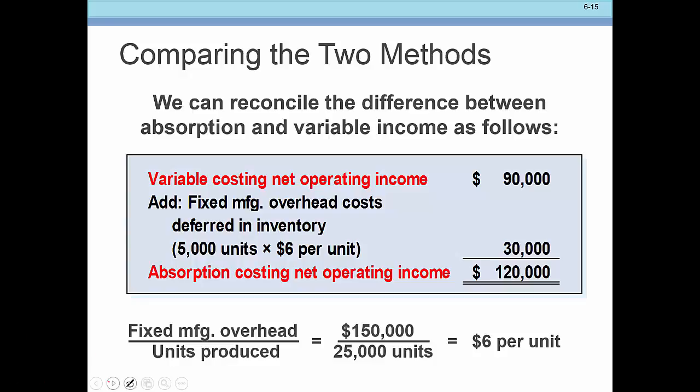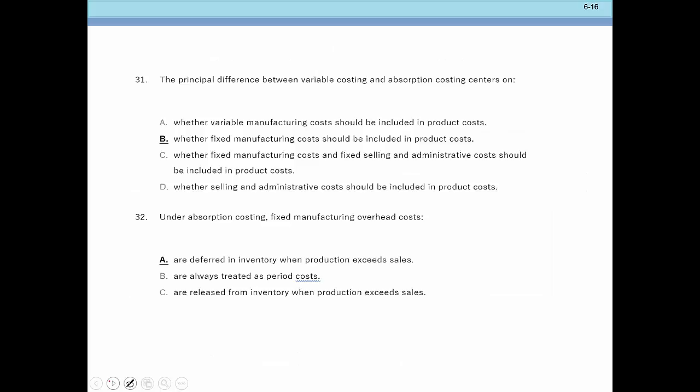Okay, good. Now you come over and let's take a look at a couple of questions here. The principal difference between variable costing and absorption costing centers on whether fixed cost should be included in product cost, right? Under absorption, fixed manufacturing overhead is deferred in inventory when production exceeds my sales, right? Because I'm leaving those costs in inventory still.